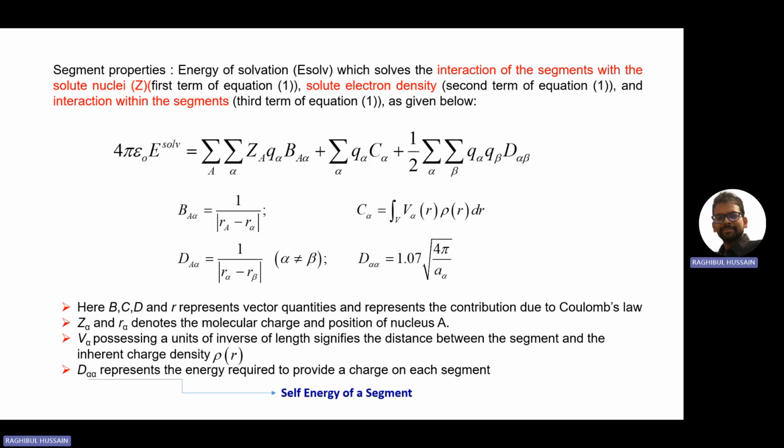Then there is a term called D alpha alpha, because here there will be a term where alpha becomes equal to beta. So it will be alpha and alpha. That is called the self energy of a segment. It represents the energy required to provide a charge on each segment. Is it clear? This is what it will calculate, and it will apply this expression. Now, if you want to solve this expression, you need to take a derivative of this E solve.